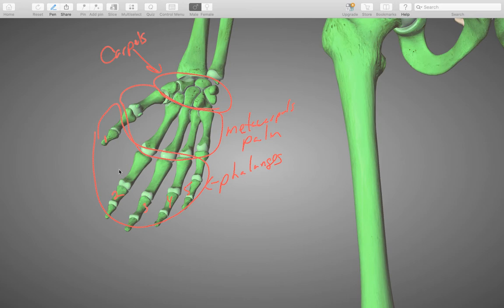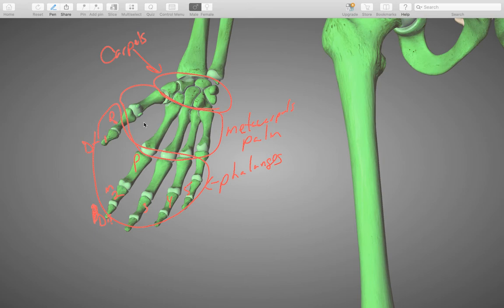Notice that digit 2 through 5 have 3 phalanges in them, right? This is the proximal phalange because it's closest to the body. This is the medial phalange, and this is the distal phalange. So distal, medial, proximal, and that goes for all of these. The thumb only has 2 phalanges. That's why we don't call it a finger. That's why we call it a thumb. But it still has 2 phalanges. It has a distal phalange, and it has a proximal phalange right there.